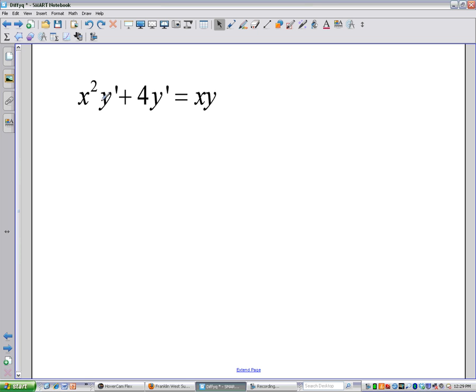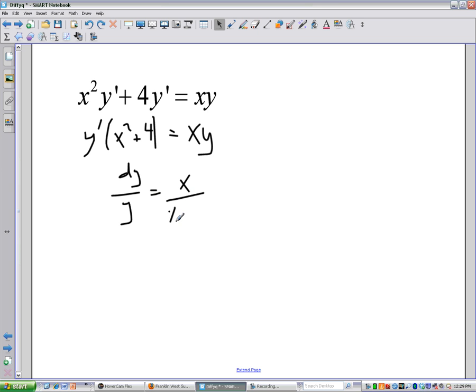So x squared y prime plus 4y prime equals xy. First thing I would do is factor out y prime: y prime times x squared plus 4 equals xy. Okay? And then, let's see, this is dy dx, right? So I want the y's on this side, and I want the x's on the other side. So I'm going to say dy over y equals x over x squared plus 4 dx.